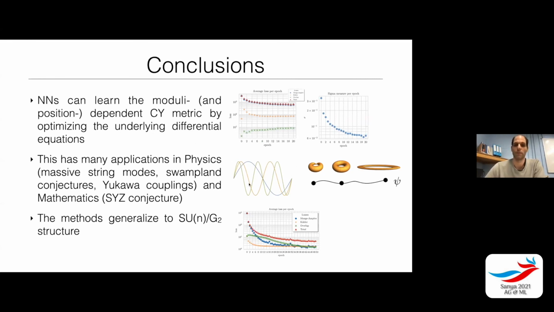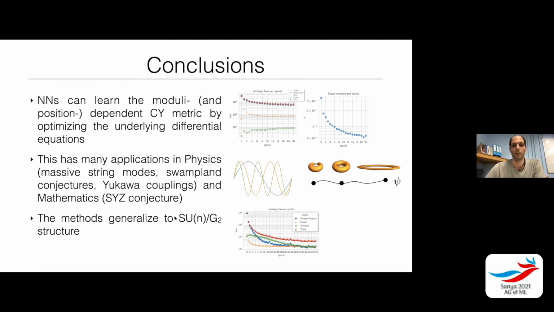In physics, for example, we can use it to compute massive string excitations, can use it to check swampland conjectures, which are conjectures of what happens to the physics as you move large distances in complex structure moduli space. Of course, for that, you will need knowledge of what the metric does when you move these distances in moduli space. You can compute Yukawa couplings. You can apply it to math, for example, the SYZ conjecture, which says that Calabi-Yau metrics are T3 fibered, and if you take a limit in complex structure moduli space, this fiber shrinks to 0 size. So if you have the metric, you should be able to see this.